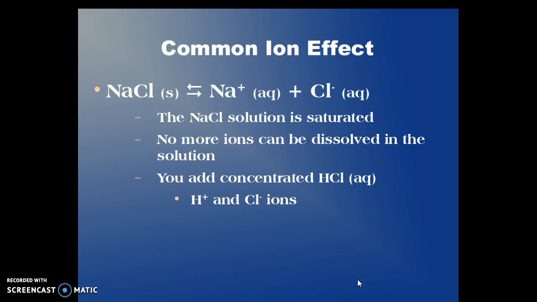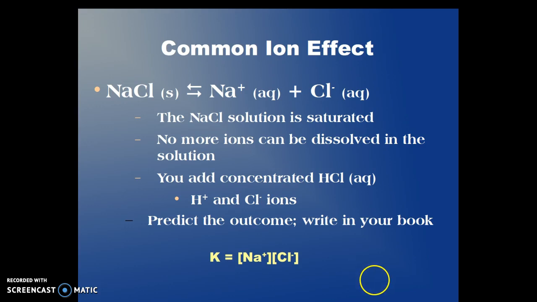That's hydrogen and chloride ions because it completely breaks up in water. And then there is the equilibrium constant expression. You're going to predict the outcome of adding the concentrated hydrochloric acid. Write it in your book and try to use the argument for K and Q. That is, see what happens to Q and see if it's larger than or less than the K. The Q is the product of the actual concentrations, and the K, of course, is the concentration of the equilibrium ingredients multiplied by each other.